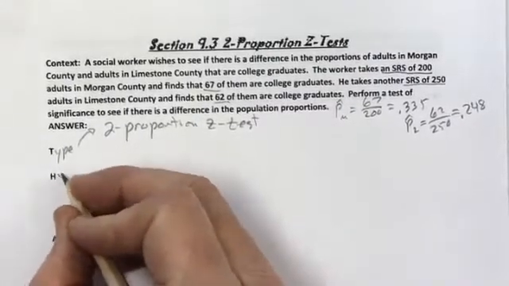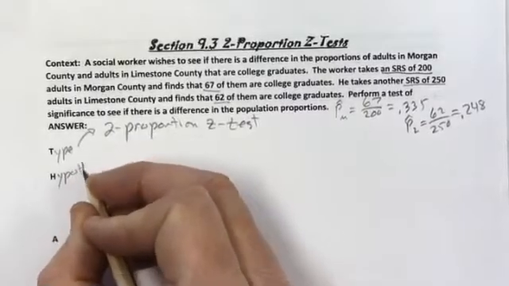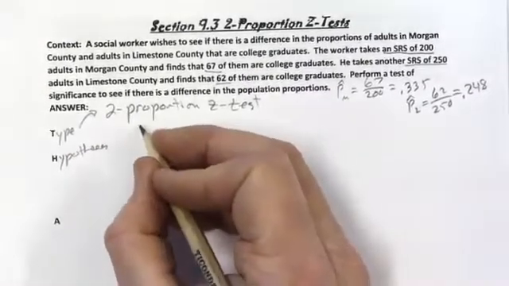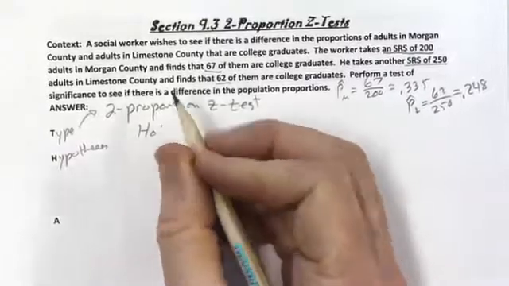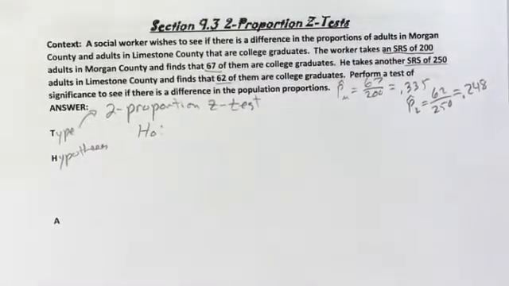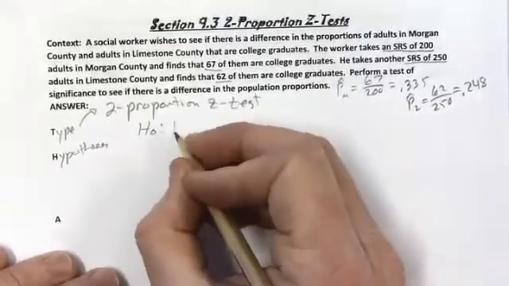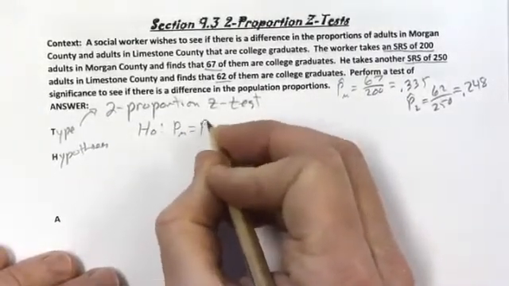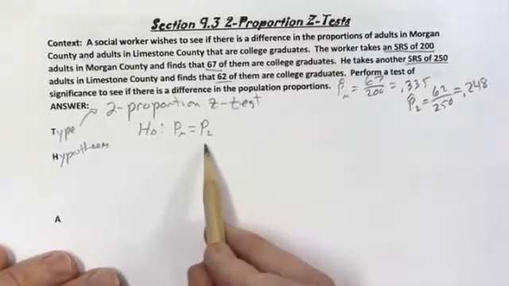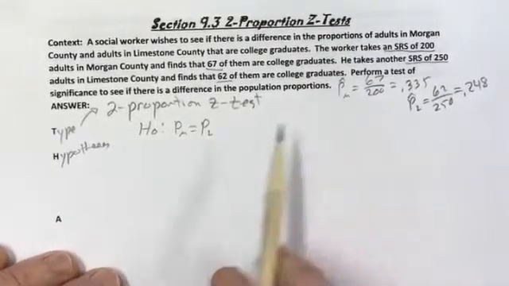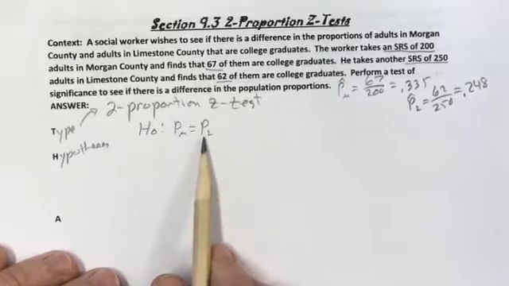Then the H, as we discussed last section, is you have to write your hypotheses. Now, your null hypothesis last section was just p is equal to something. Well, now the null hypothesis is just that the two population proportions are the same, that p sub M is equal to p sub L. There's no difference in the population proportions. There's certainly a difference in the sample proportions, in the p-hats, but the null hypothesis is there's no difference.